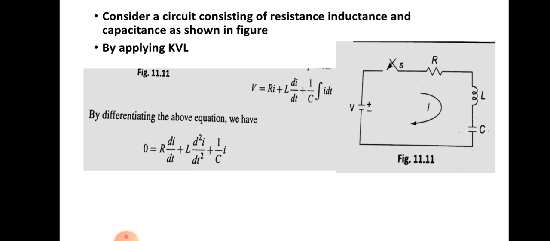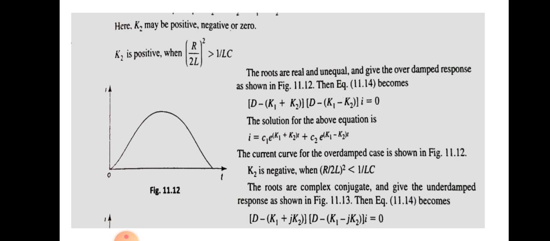See, you know that the input is a DC voltage V. It is a constant value. When we give this input to this circuit, and the roots of that equation are real and unequal, then at the output you will get an over damped response like this. So actually you should get a single DC value here, but instead you are getting a damped response, that means a reduction in the amplitude. That is called the over damped response.